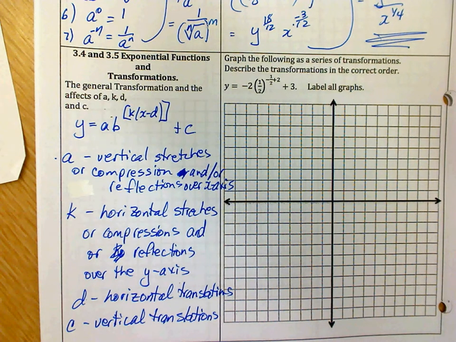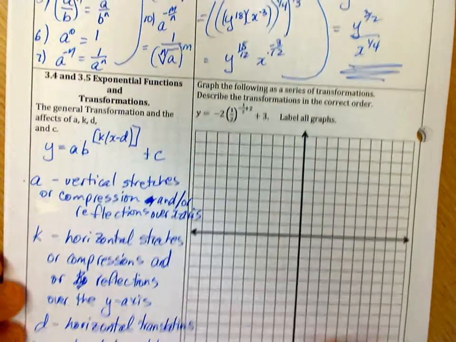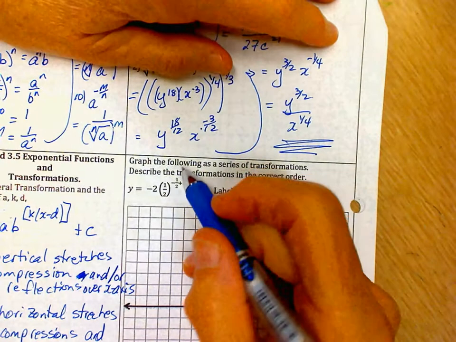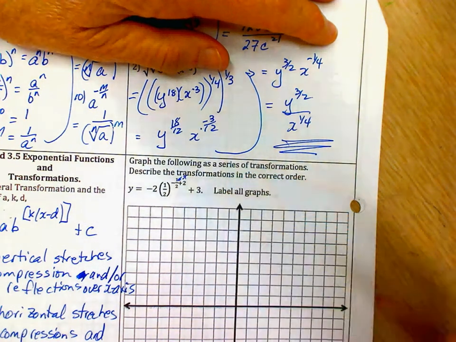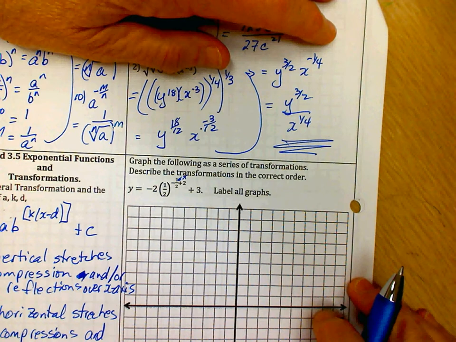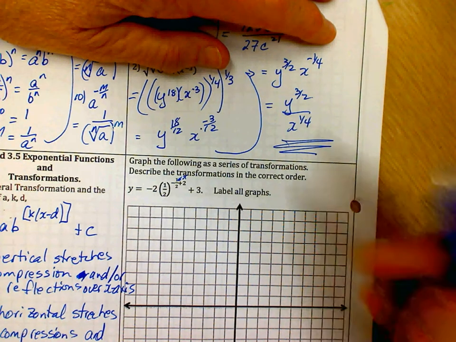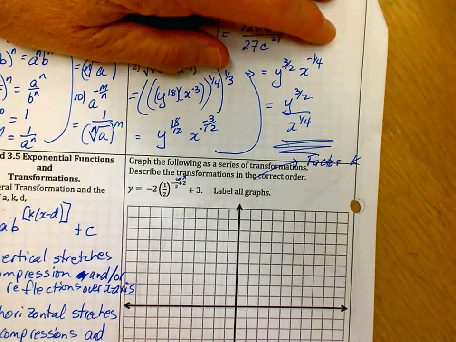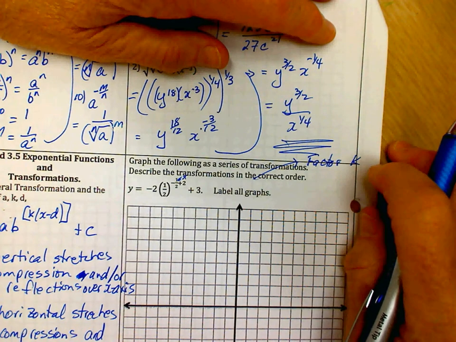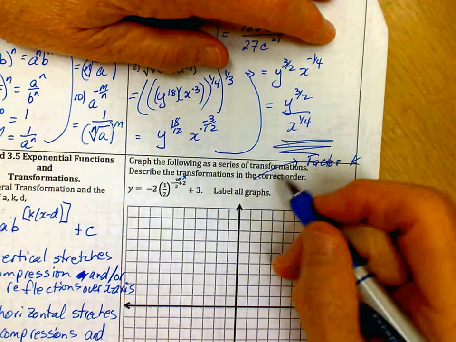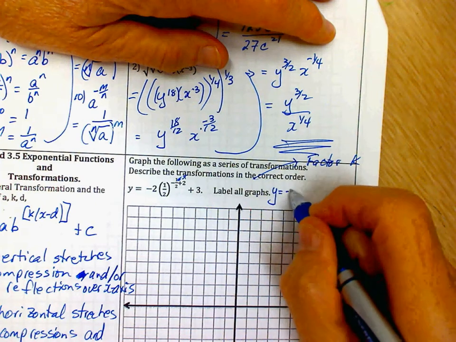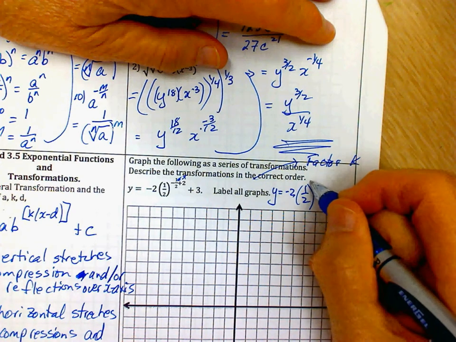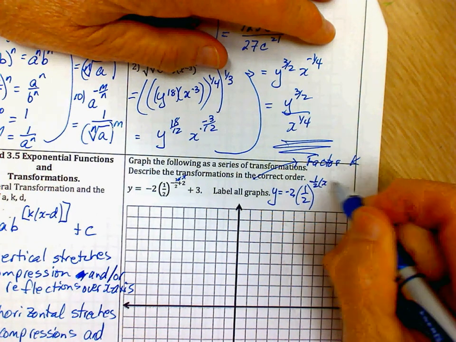Let's do an example. We're going to graph this exponential function using transformation. So there's a little error here. There should be an x right beside that negative 1/2. So always remember to factor k. If you do not factor k, you won't get the right horizontal translation. So when we factor k, we get y equals negative 2, our base is a half, to the exponent negative 1/2 times x minus 4, plus 3.